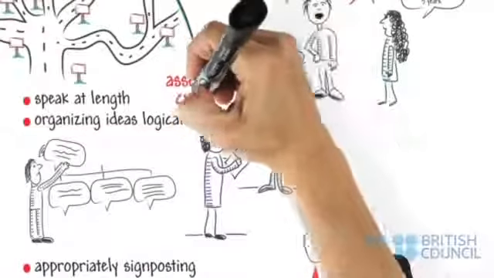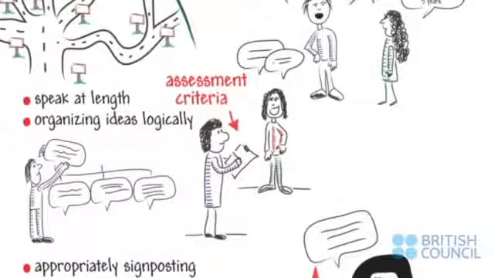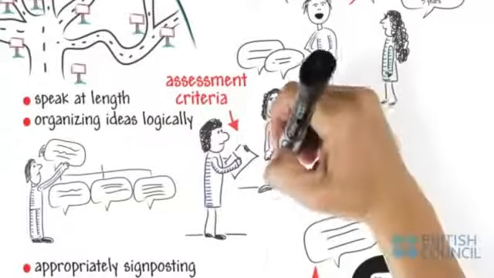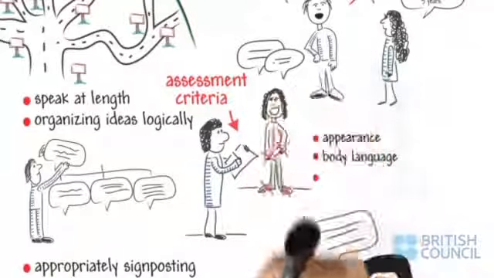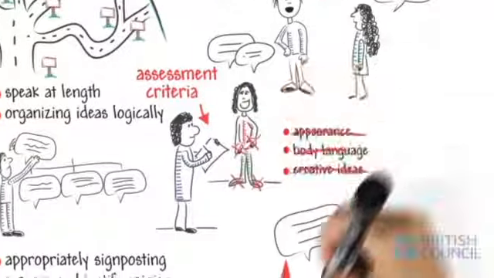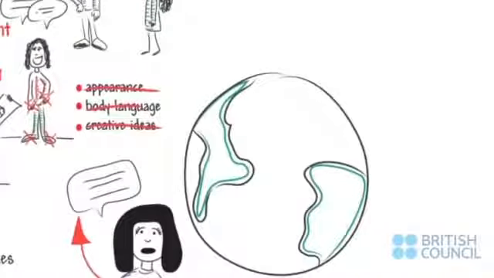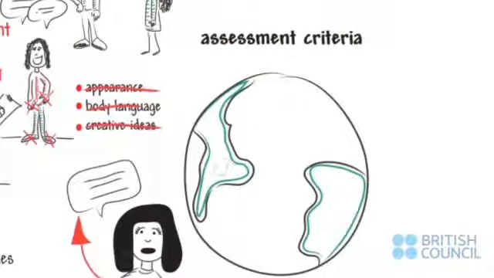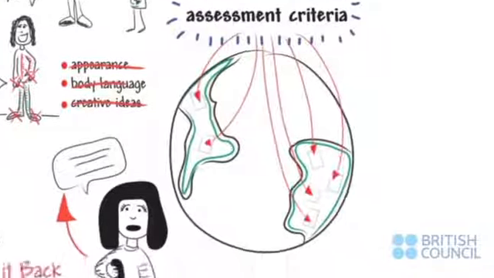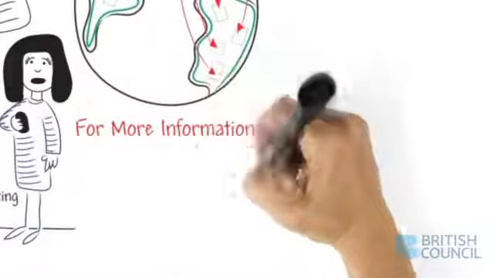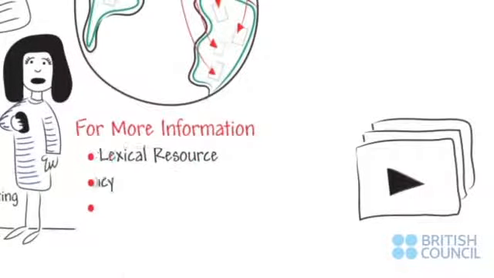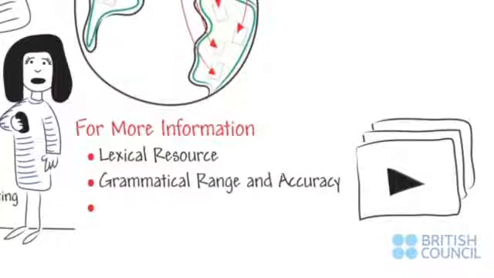The assessment criteria is the only thing on which you will be tested. You will not be assessed on your appearance, body language while speaking in the exam, or your creative ideas. IELTS examiners are very consistent with their application of the IELTS assessment criteria. It is the same assessment given everywhere in the country and everywhere in the world. For more information, please see the other speaking test videos: lexical resources, grammatical range and accuracy, and pronunciation.